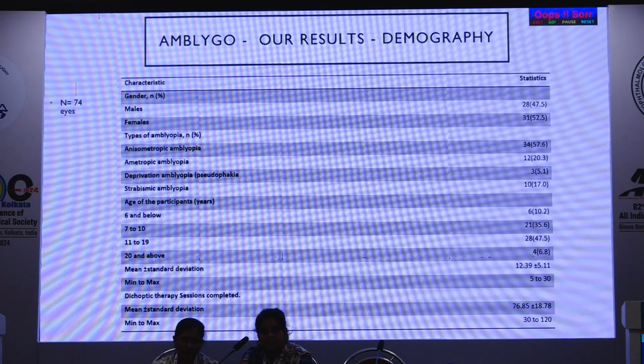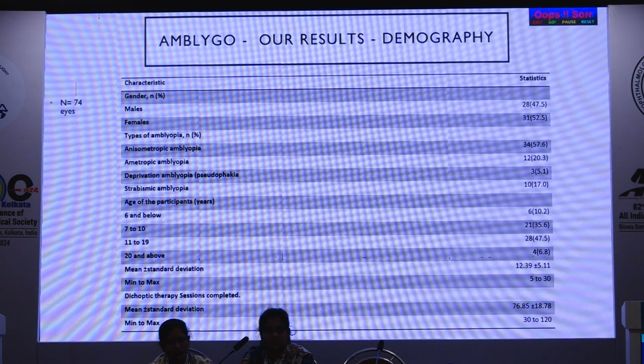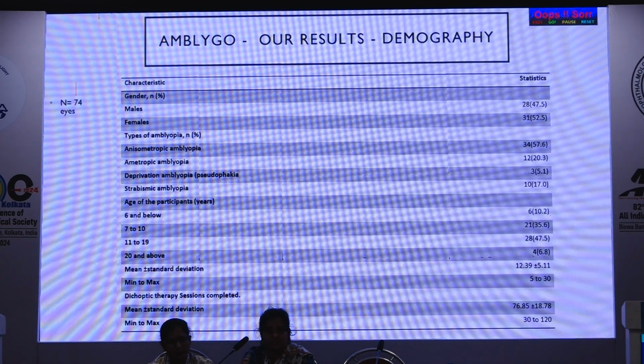So coming to just an idea about our results, we have done 74 eyes so far, and these are the demographic characteristics of the patients. As you can see, there are some of them below 6 years. If they are very intelligent and they can do it, we do enroll them. There are some patients aged 4 or 5 also.